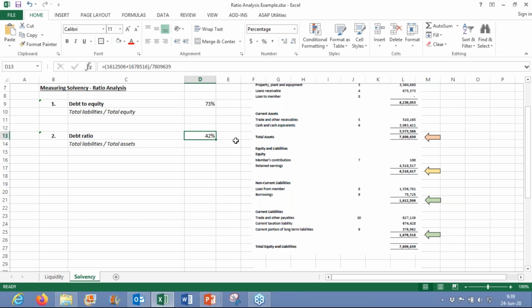If we look at your debt ratio, we're looking at total liabilities over total assets in this case, which is here by the pinkish arrow. So once again, I'll take my total current and non-current liabilities, which is the 1.6 and the 1.6 million over here, and I will divide that by my total assets. So we are looking at which portion of your assets are being financed by liabilities. In this case, we're getting about 42%.